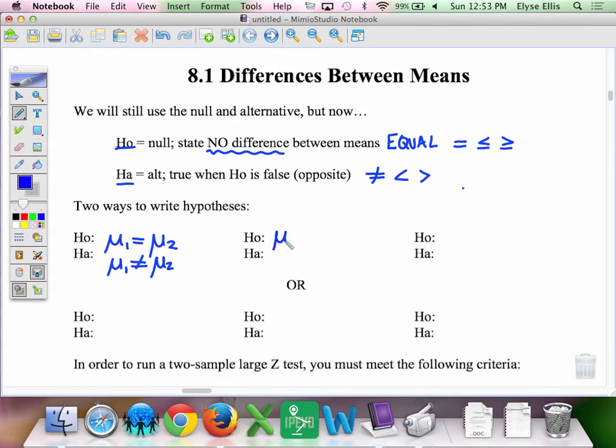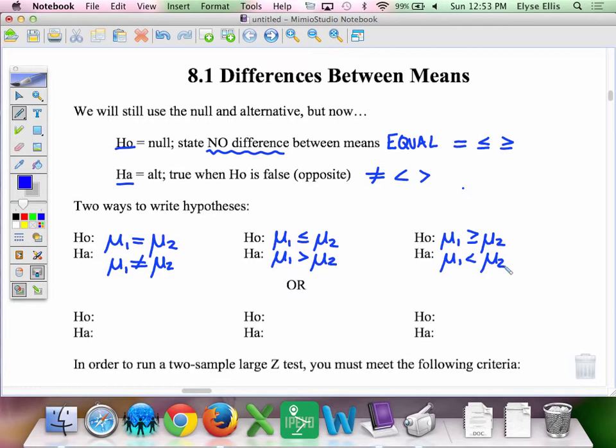You can have mu1 is less than or equal to mu2. That would make your alternative mu1 greater than mu2. And then the third possible combination, mu1 is greater than or equal to mu2, and mu1 is less than mu2. So this is kind of nice because you have both samples identified in your hypotheses.